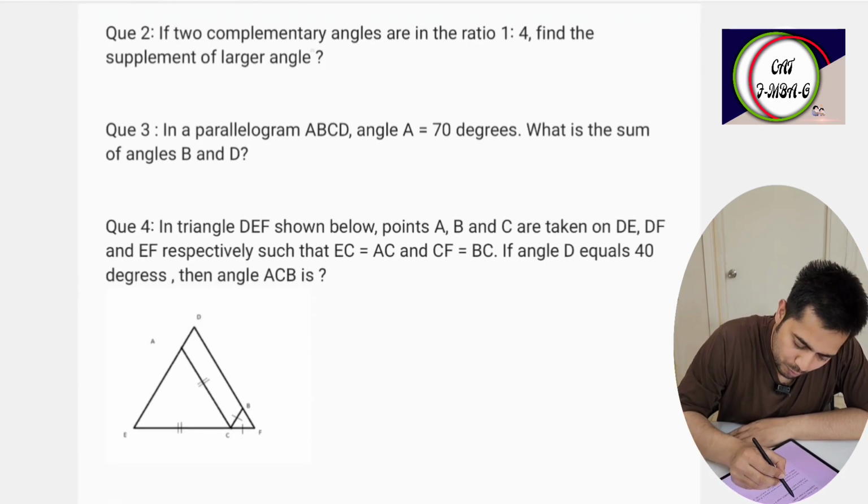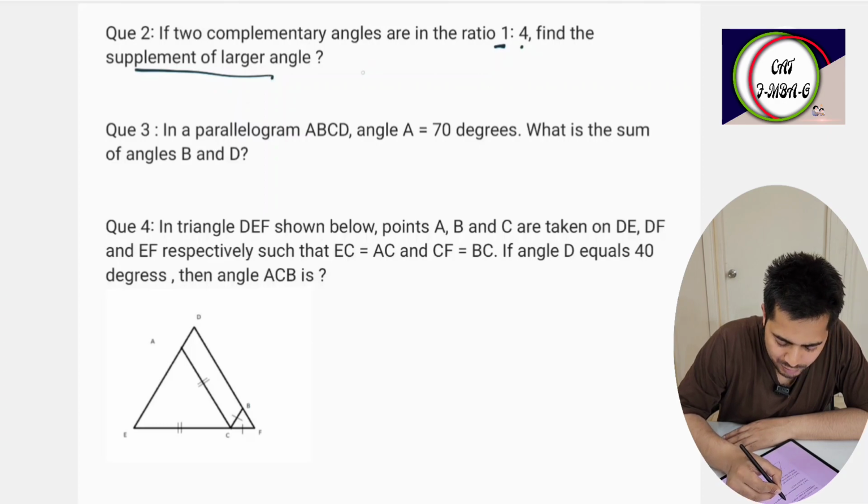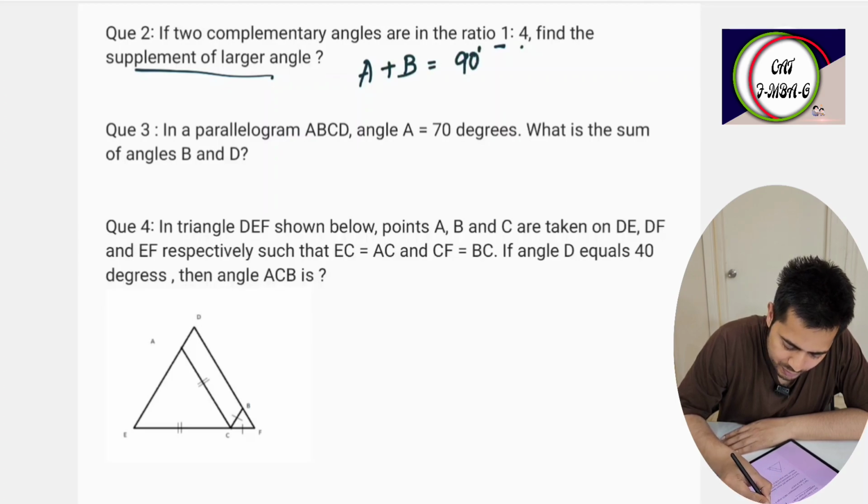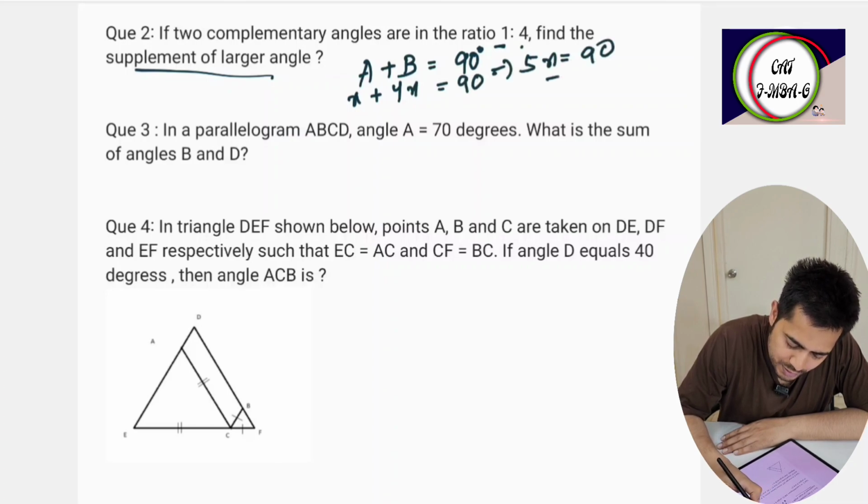If two complementary angles are in the ratio 1:4, find the supplement of the larger angle. Let us say A plus B is equal to 90 degrees. These are complementary and they are in the ratio 1:4. So the angles are x and 4x, and x plus 4x is equal to 90. That implies 5x is equal to 90, so x is equal to 18 degrees.